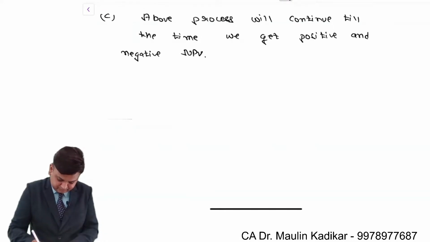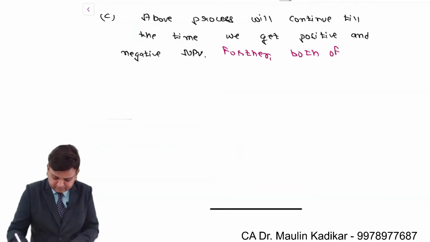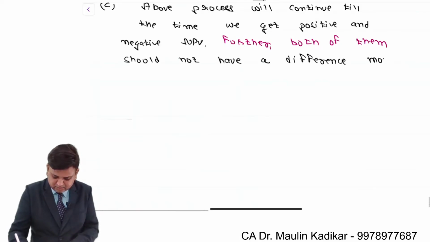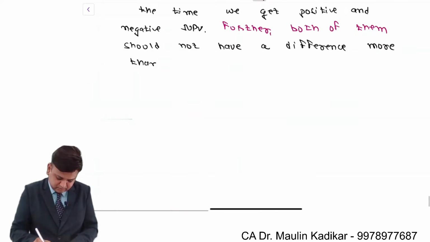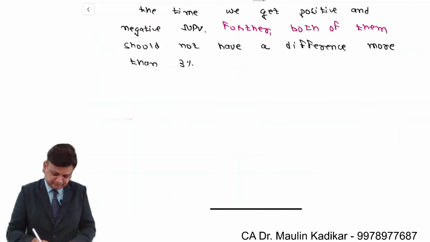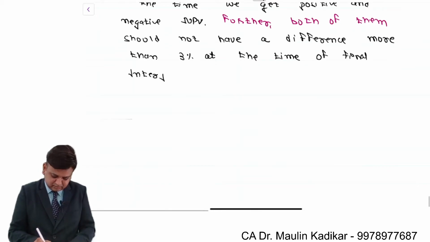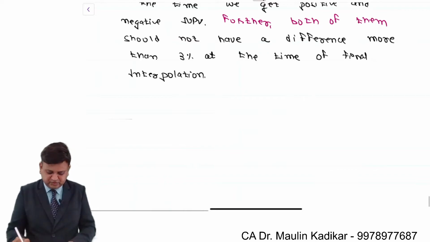Further, both of them should not have a difference more than 3% at the time of final interpolation. Full stop.